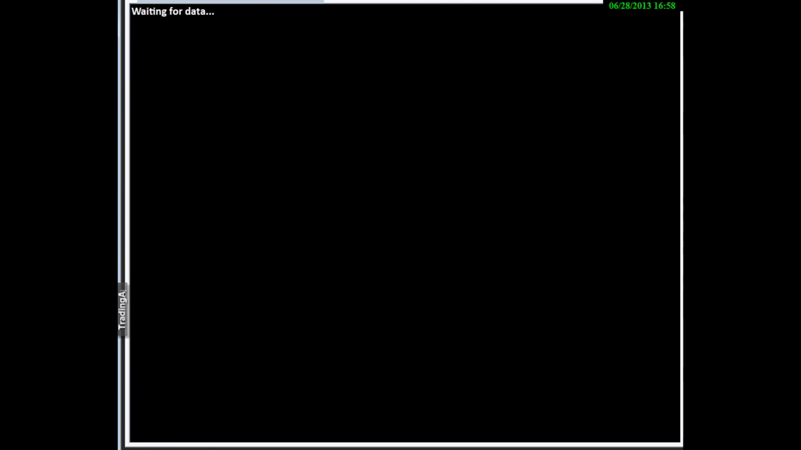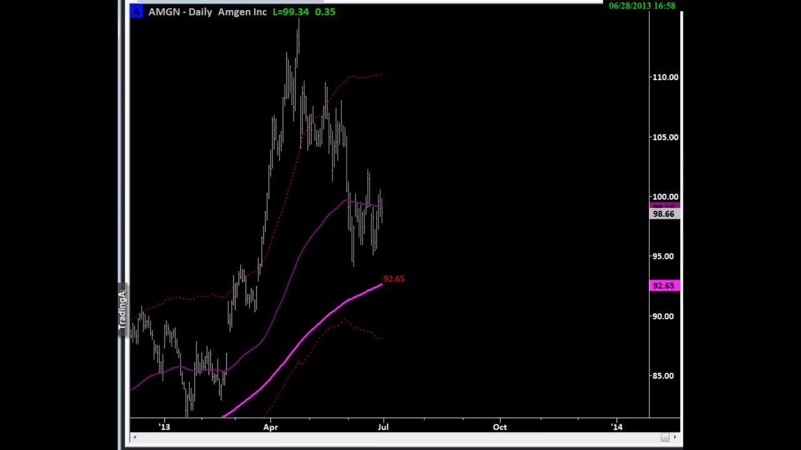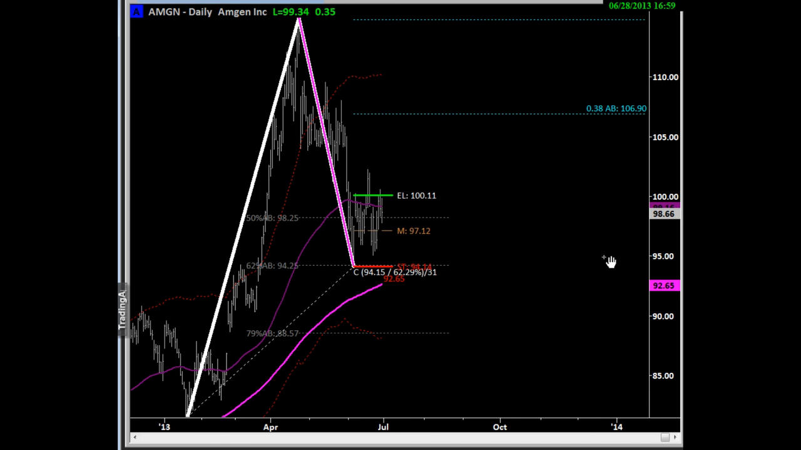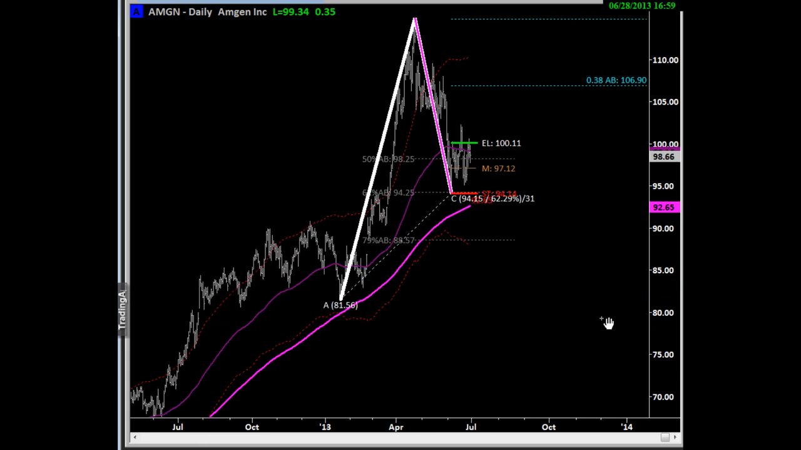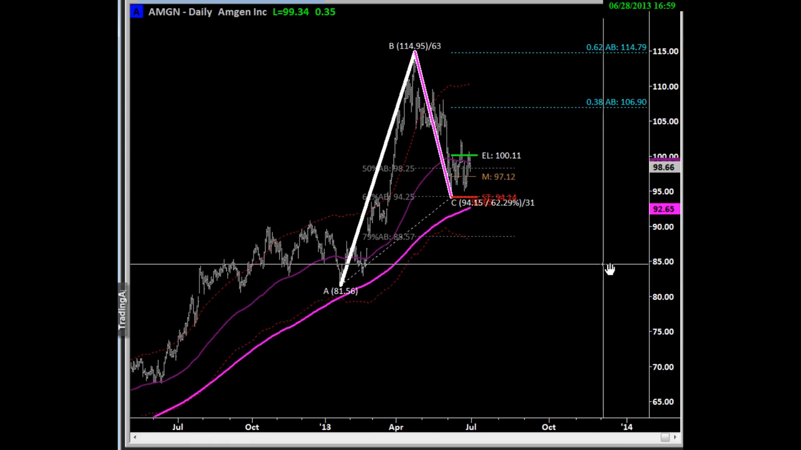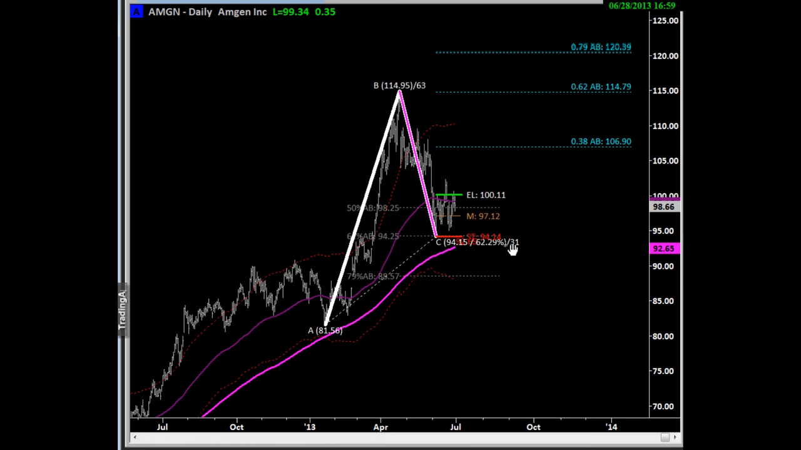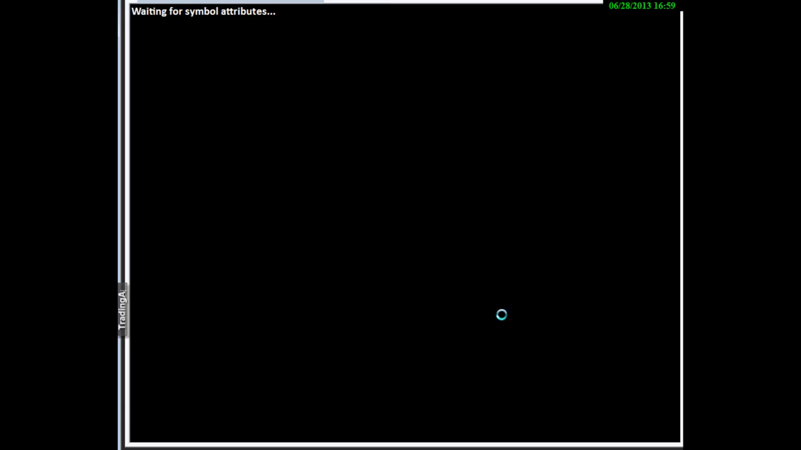Next one is Amgen. Amgen has, oops, I think the pattern probably is not set up. Yes, let's take this. Yes, there. Here is the one. Amgen has an ABC setup right now and just started trading above the EL level, and I think the targets would be something like $114 to $120, and the earnings on that is on July 25th.